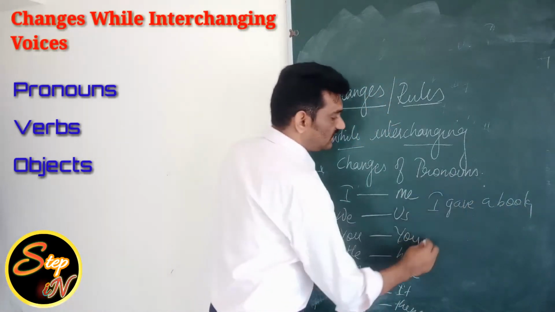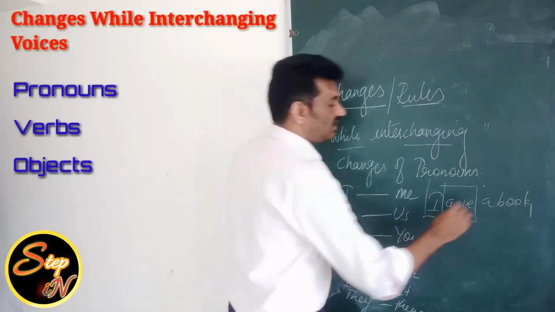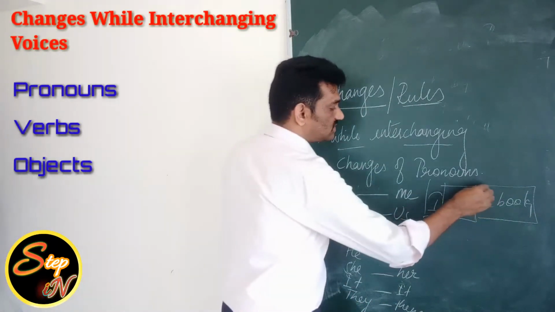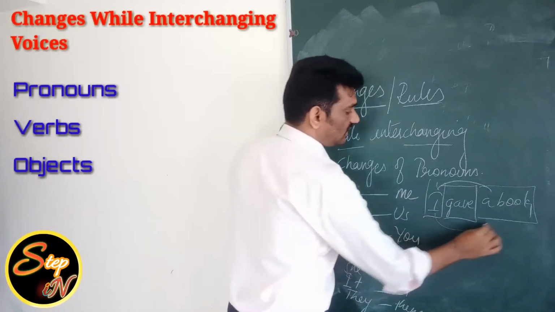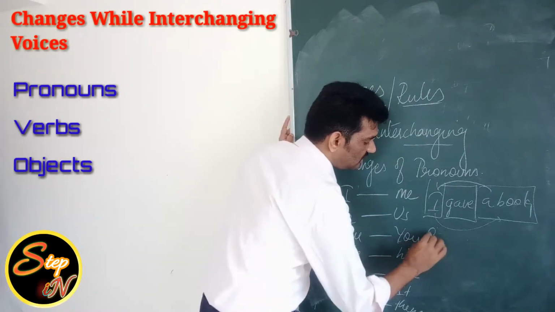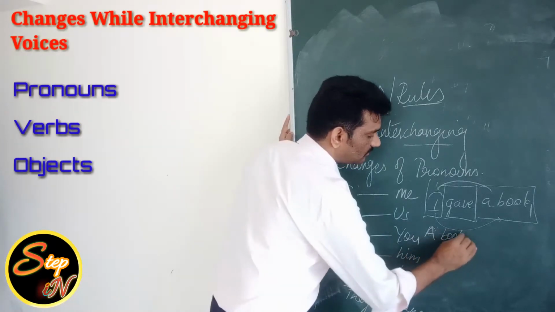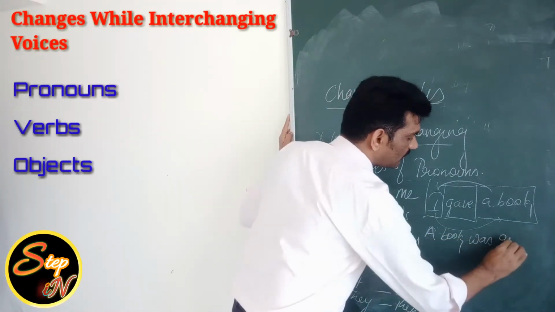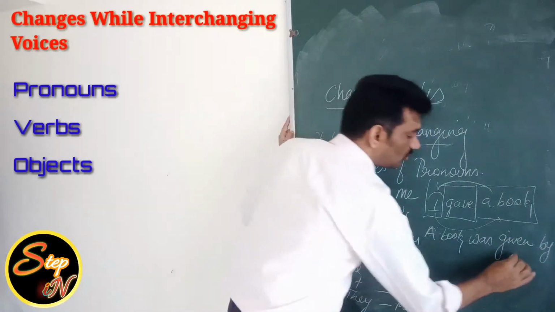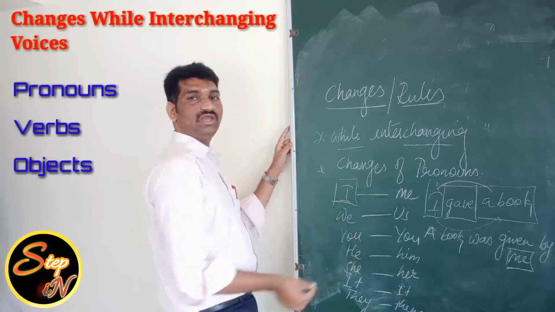Here we can easily see, this is the subject, this is the main verb, the action, and this is the object of this sentence. When you are going to interchange, this object will become the subject and the subject will become the object in the sentence. So while interchanging, the example will be changed into: A book was given by me. So the word, the person I will be changed into me.